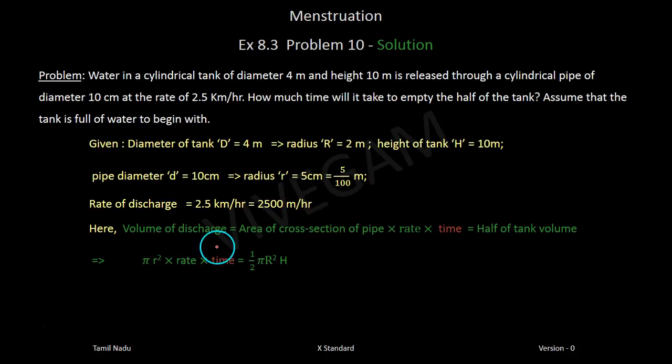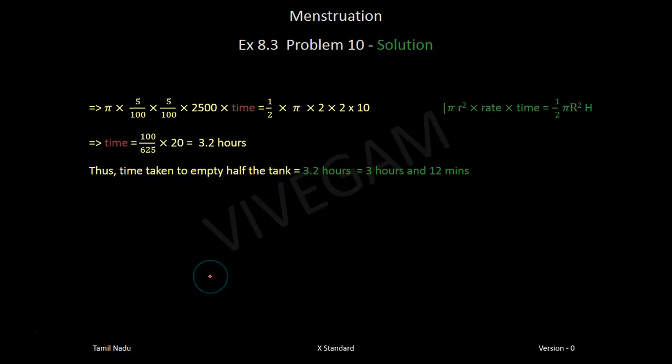We know the formula, volume of discharge equal to area of cross section of pipe into rate into time, that is half the tank volume. Because they say whatever the volume of discharge is half the tank, and the volume of discharge for a pipe is given as cross sectional area into the rate of flow into time. So that is pi r squared is the area into rate into time equal to half pi R squared H. Pi R squared H is the volume of a cylinder, which is the shape of the tank. Because half the water is getting emptied, we'll have to multiply it by half, because only half is going to get emptied. Now let's substitute all the values.